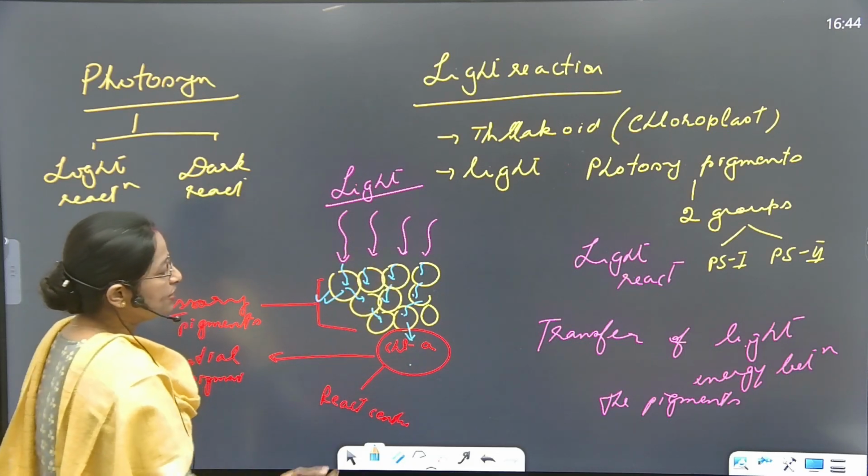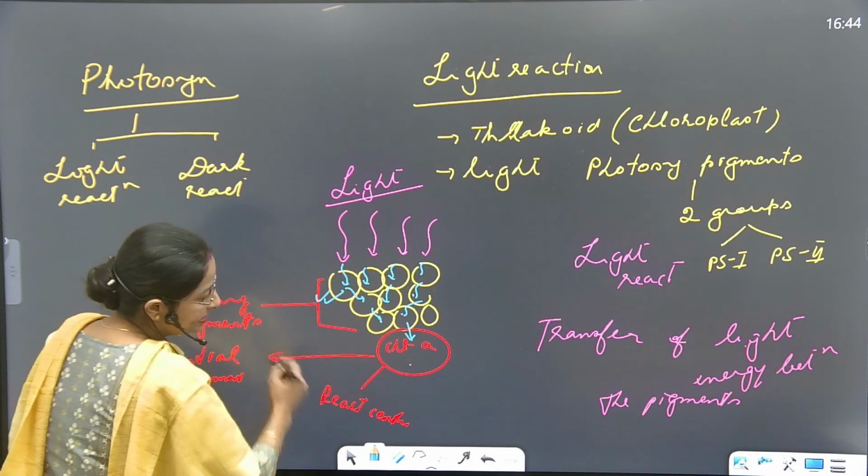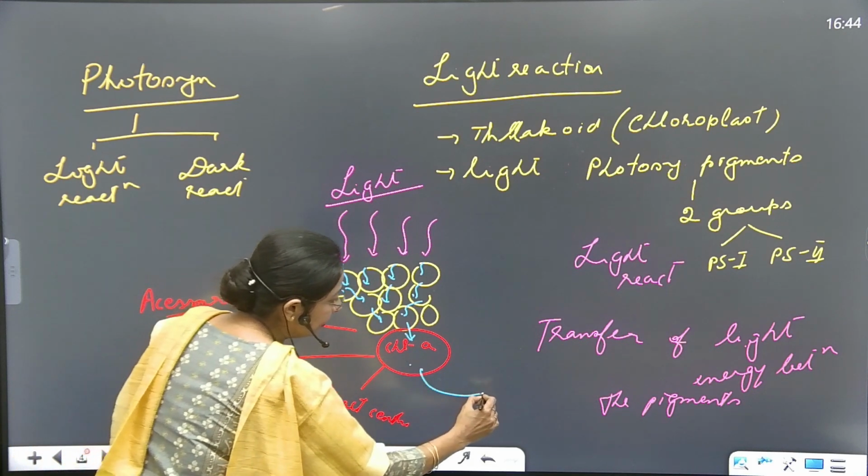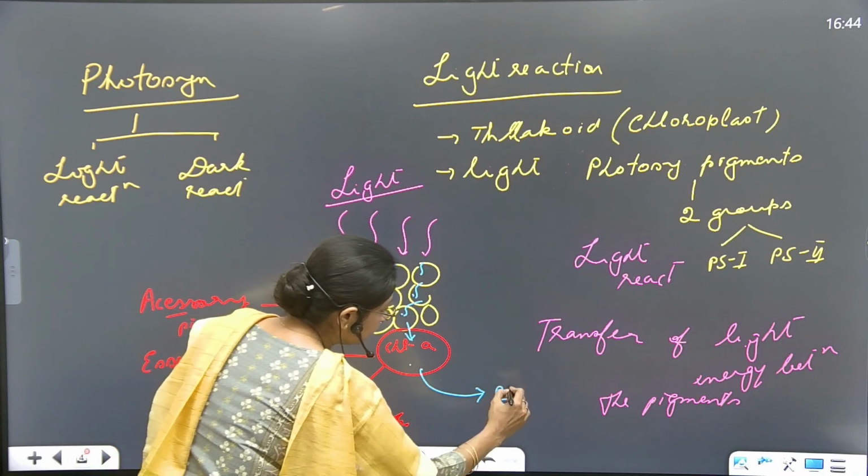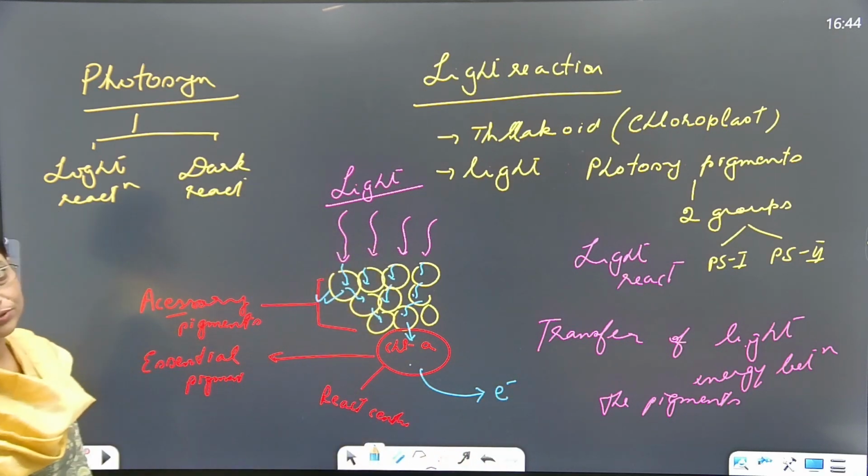The next thing is, once chlorophyll A receives light, what will happen? It will eject electrons, right?